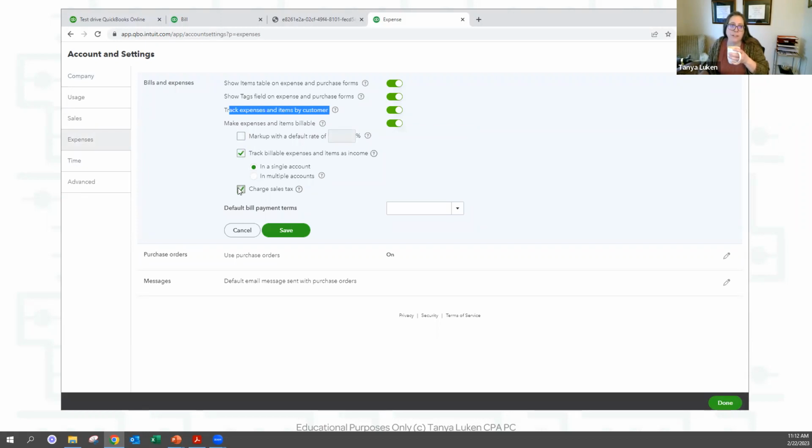You can make it so that it charges sales tax. I know you're asking about sales tax, but if you wanted to add sales tax to the markup, this is where you would do it. And Darren, it is only in specific versions. I think it's in Plus and Advanced for sure. I'm not sure if it's in Essentials.